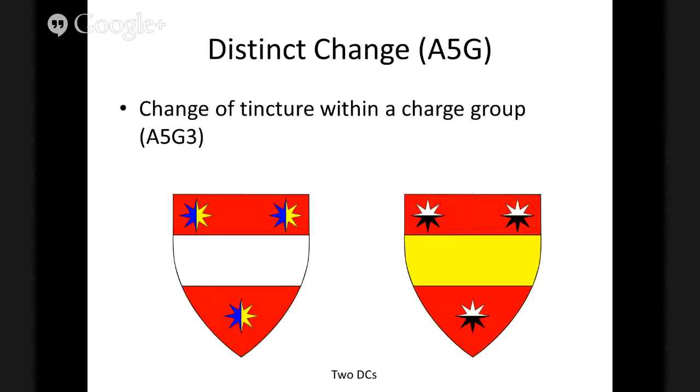So is the fess in the same charge group as the stars? Nope. The fess is the primary charge group, right? Central ordinary, big important primary charge. Different charge groups, we can get a DC for tincture for each one of them. All right? Make sense? Why there's two here? Okay. What was the previous slide? Okay, so only one DC, because we're only changing one of the charge groups. Whereas here we've changed two charge groups. So maximum one DC for tincture per charge group, not total, per charge group.